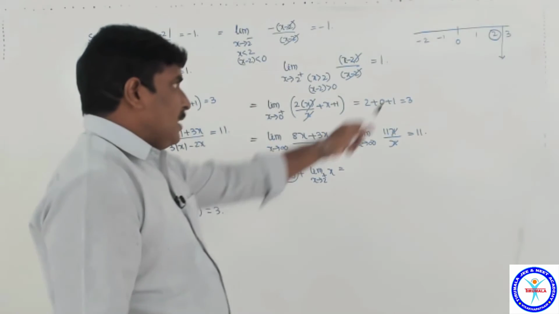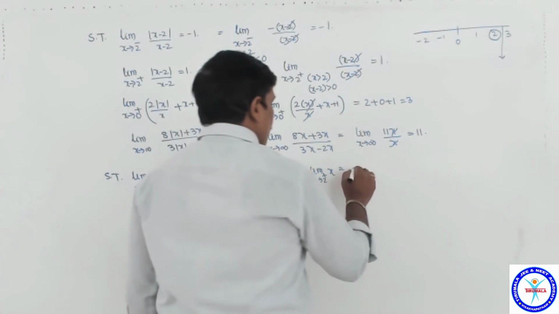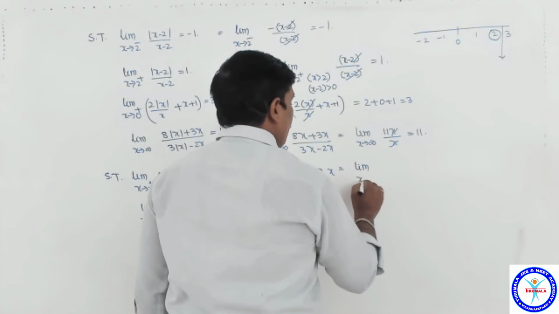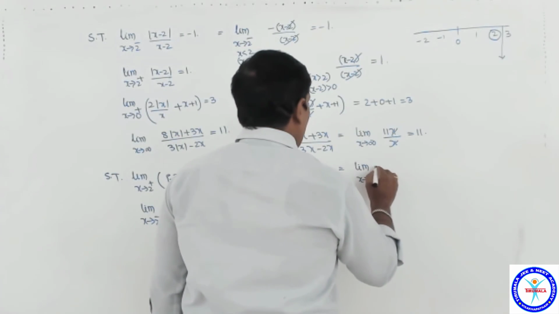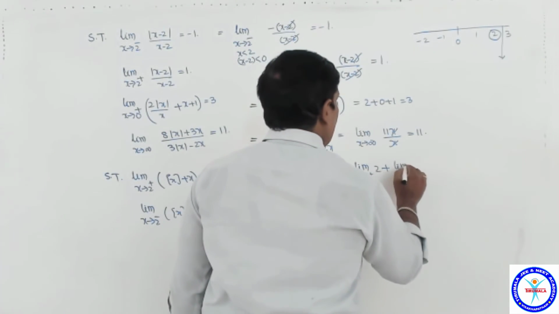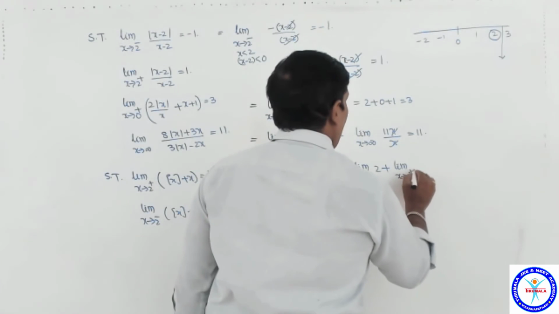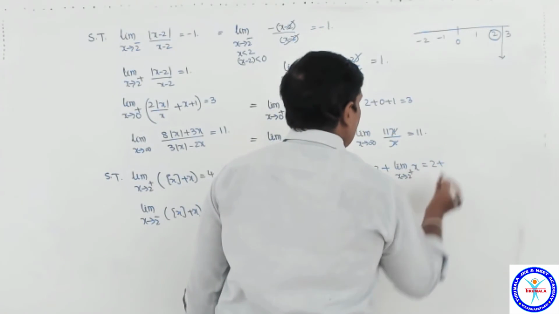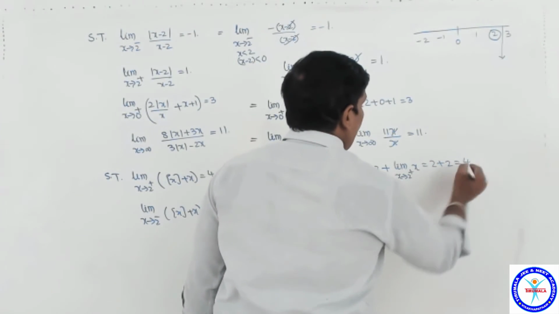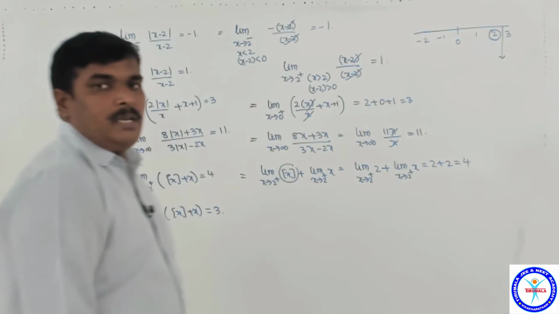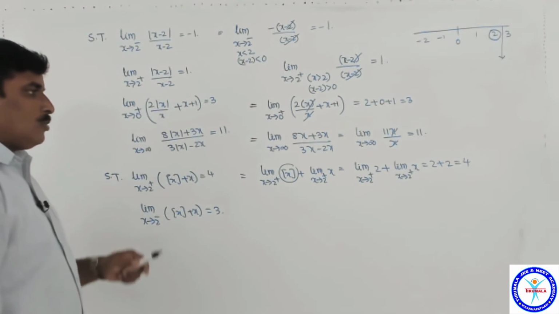When x tends to 2 plus integral part of x equal to 2, that's why this is equal to limit x tends to 2 plus 2 plus limit x tends to 2 plus x. This is equal to 2 plus 2 equal to 4. Directly substitute the value of x in place of x is 2.